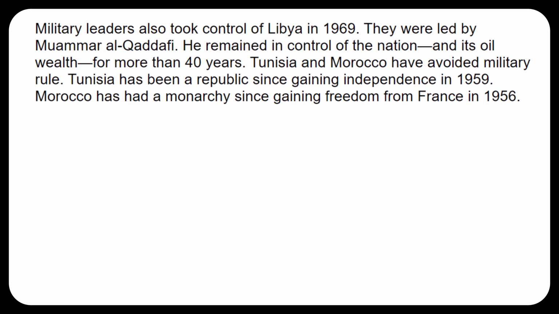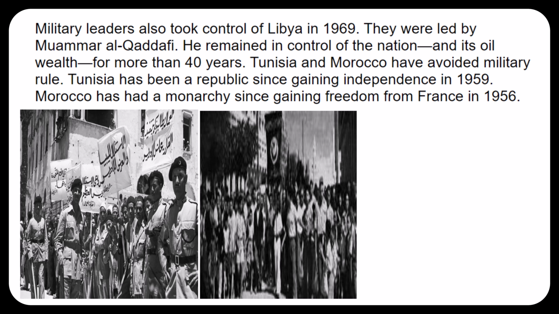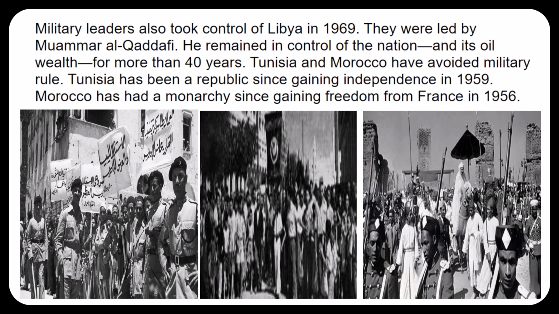Military leaders also took control of Libya in 1969. They were led by Muammar al-Gaddafi. He remained in control of the nation and its oil wealth for more than 40 years. Tunisia and Morocco have avoided military rule. Tunisia has been a republic since gaining independence in 1959. Morocco has had a monarchy since gaining freedom from France in 1956.